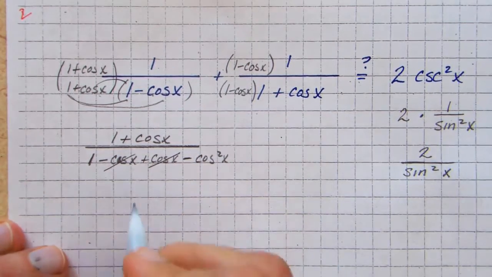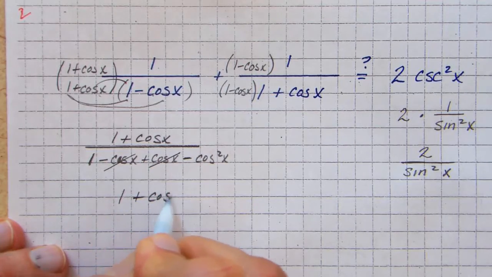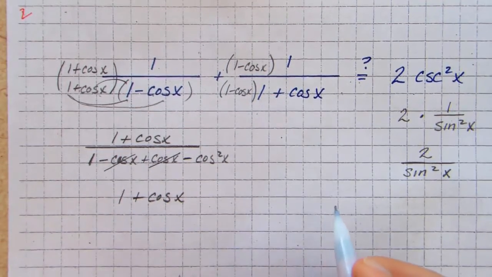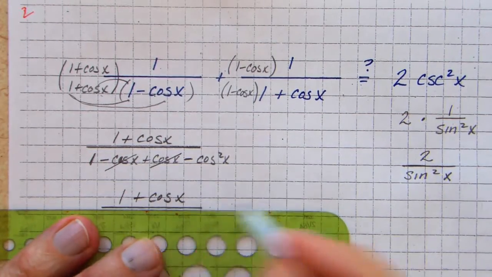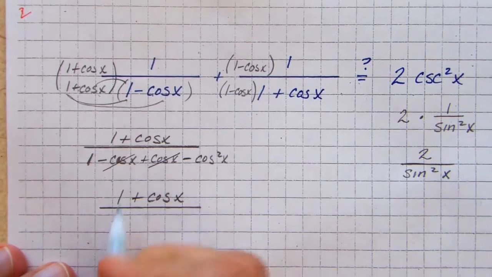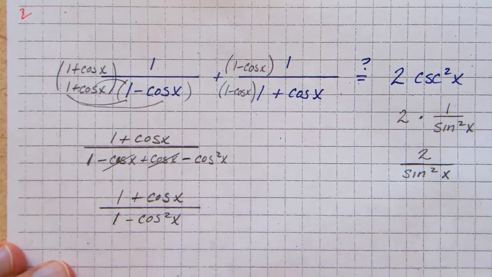So this first fraction, just to write it a little more cleanly, is 1 plus cos x on top, and then we have 1 minus cos squared on the bottom. 1 minus cos squared of x.